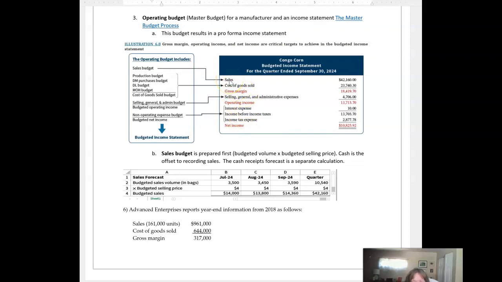So it's a normal income statement, on an absorption basis, and this is for a manufacturer. So we've got sales and cost of goods sold as gross margin, less SG&A is operating income, and each one of these lines has to be budgeted.